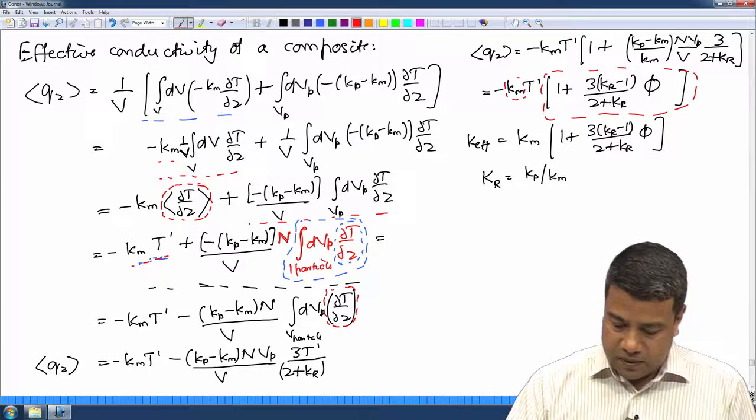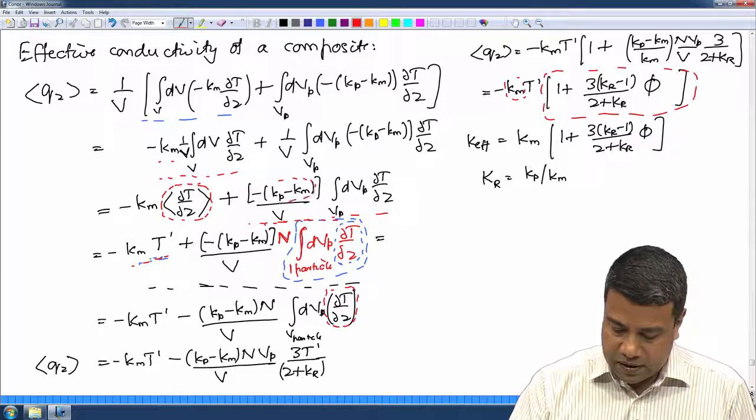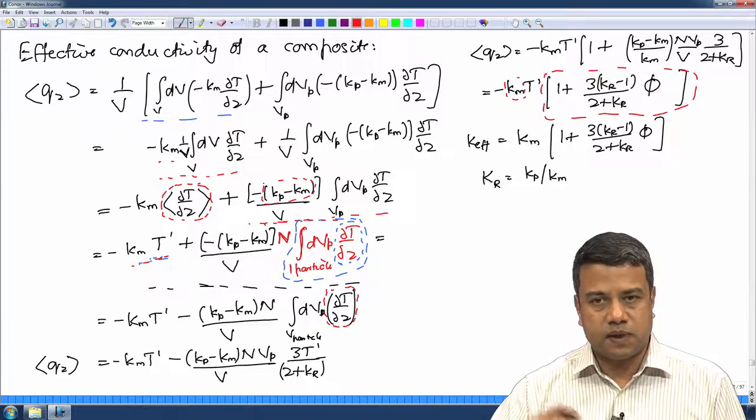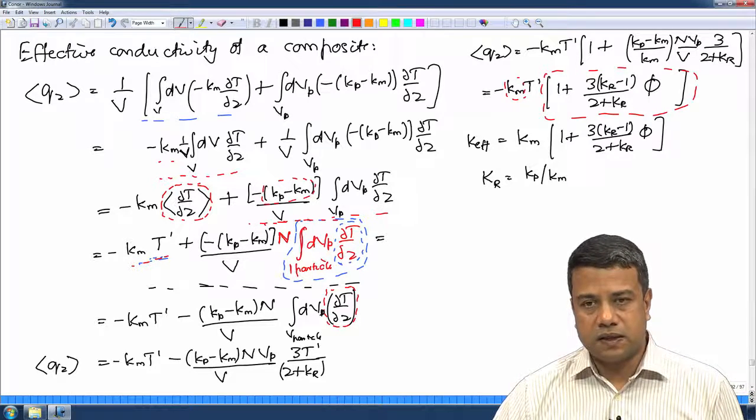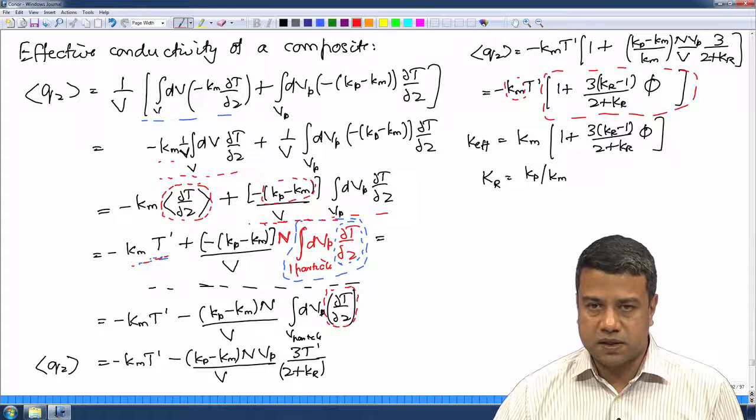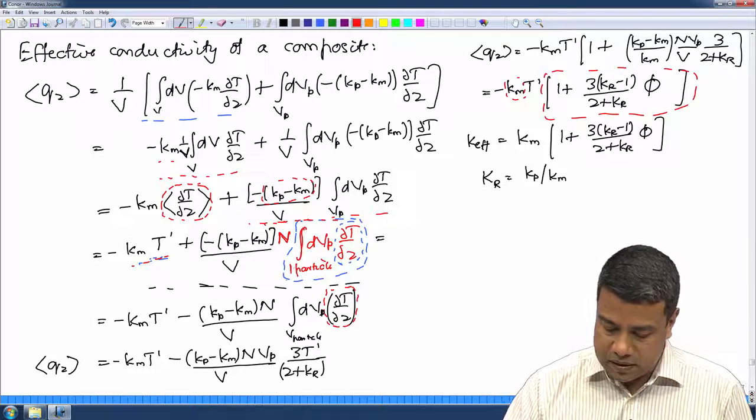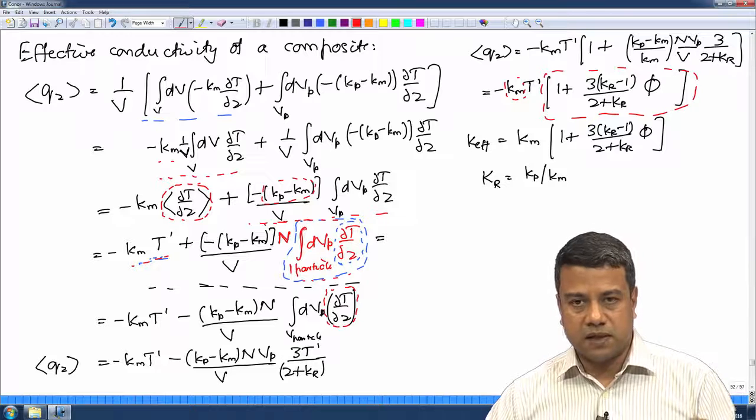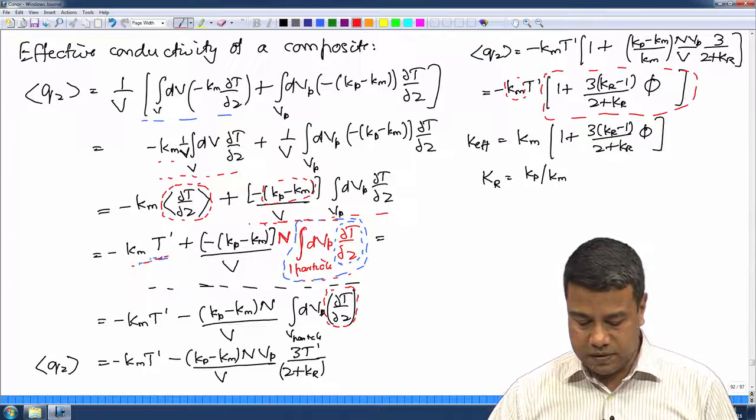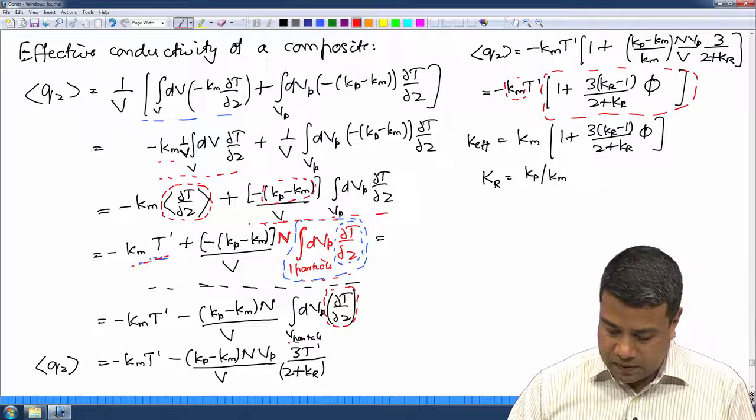The second part was an integral over the particles alone, the difference in conductivity times the temperature gradient within the particles alone. Since these are non-interacting, the temperature disturbance of one particle does not affect the other particle. This integral consists of n identical contributions over a single particle, where n is the total number of particles. And I reduced it to the integral over one particle.